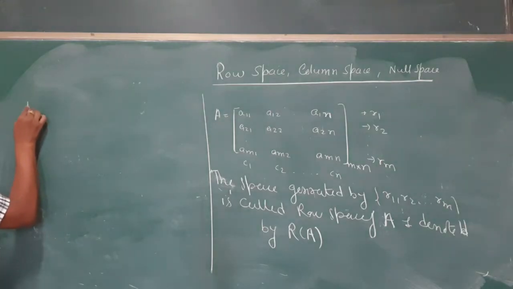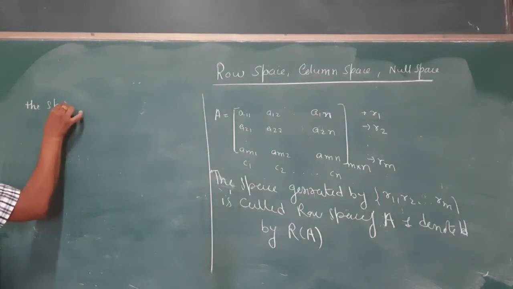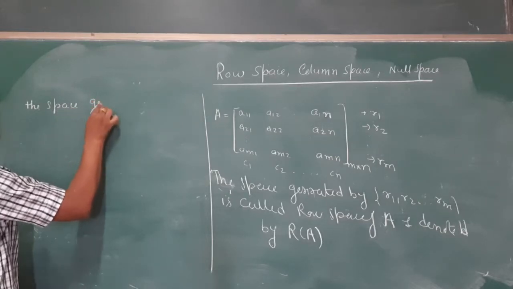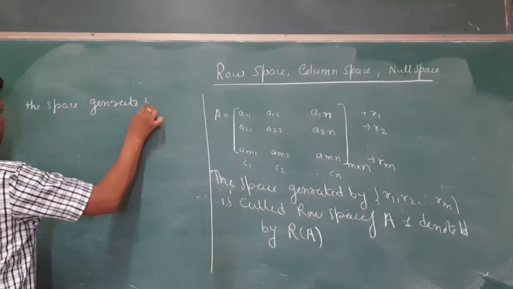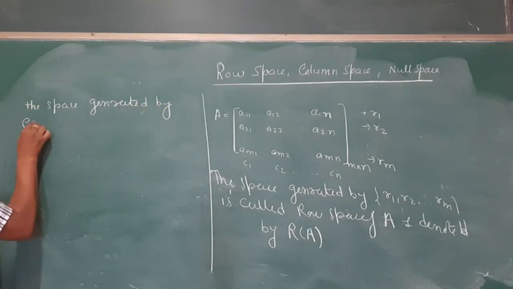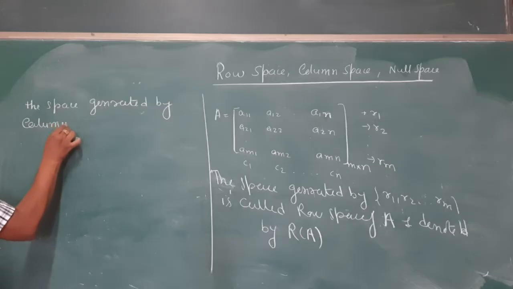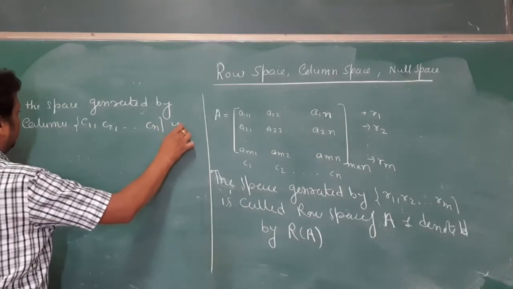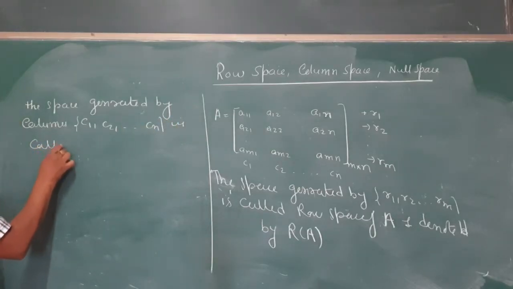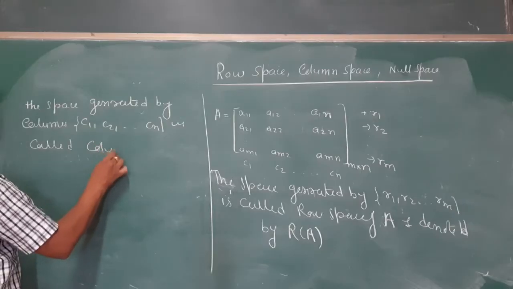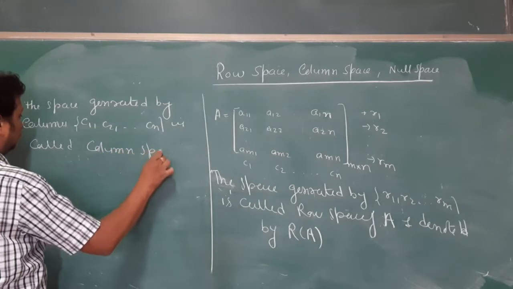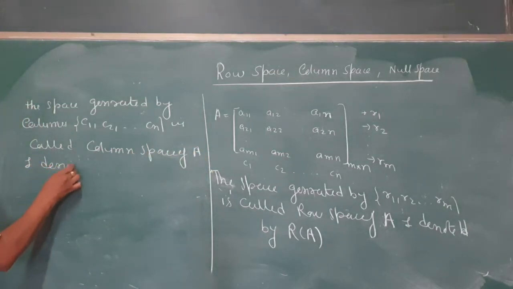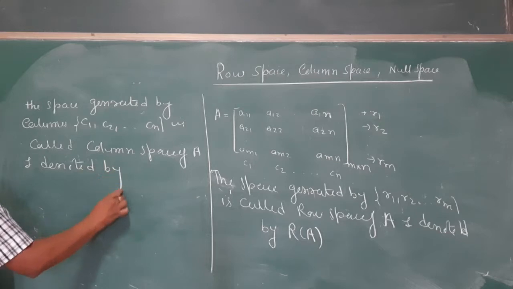What is column space? The space, here space means vector space or subspace, generated by the columns C1 up to Cn is called the column space of A and denoted by C(A).